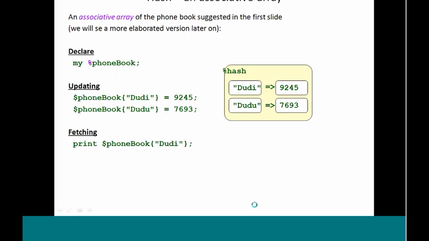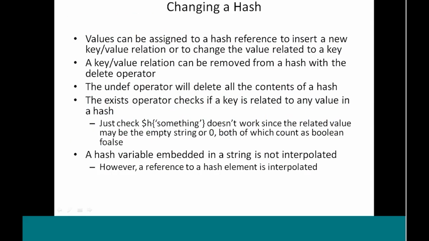So here another practical example is essentially a phone book. We can associate various users with their phone numbers and put them in a hash array, and then when we say phone book for a given user, it prints their numbers. This is pretty much what we saw, basically how we change the hash array. The values can be assigned to a hash reference to insert a new key value relation or change the value related to the key. These two we saw already as examples.